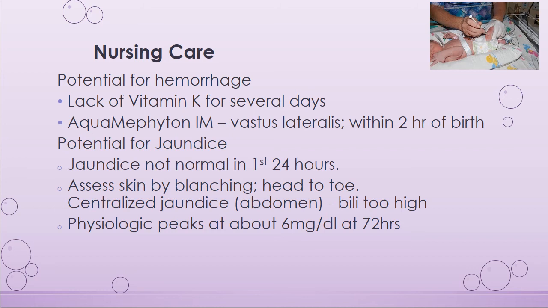Nursing care: they also have a potential for hemorrhage because of lack of vitamin K for several days, and that's why we give AquaMephyton IM. We do this in the vastus lateralis within 2 hours of birth. They do have potential for jaundice, that jaundice color. It is called hyperbilirubinemia. It is not normal in the first 24 hours. We have to assess their skin for blanching, head to toe. If they have centralized jaundice to the abdomen, the bili is too high. It does peak at about 6, around 72 hours.